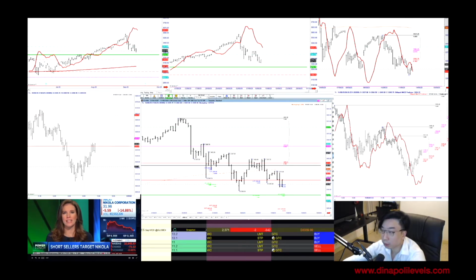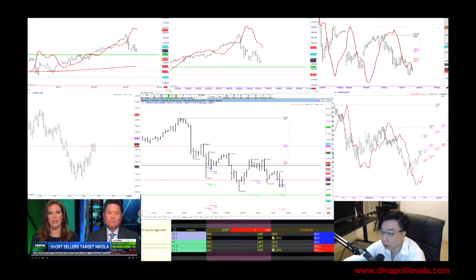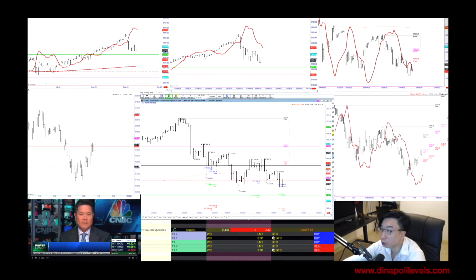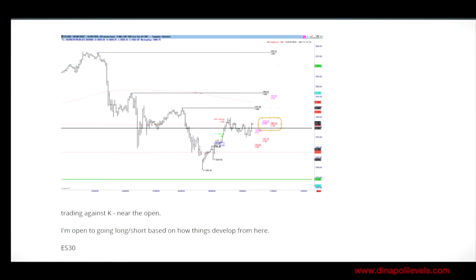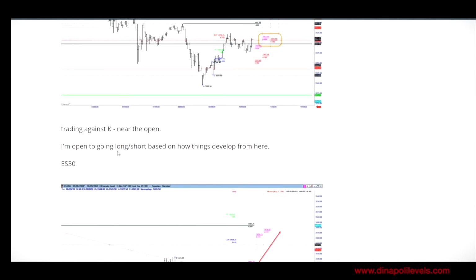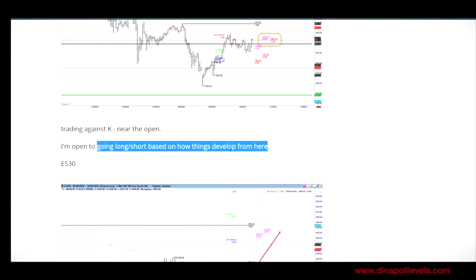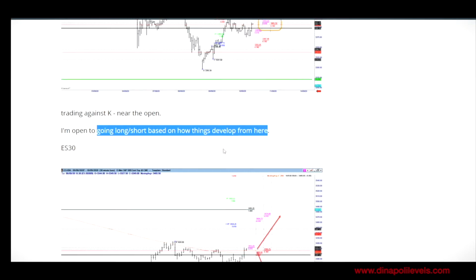On Thursday, September 10th, 2020, the E-mini S&P futures was trading against this 240-minute F3 resistance near the market open, and I actually highlighted this in my weekly focused pre-market report. Looking at over here, I'll be looking to do a trade over here against confluence resistance zone. I was open to going long or short based on how things develop and how price action plays out.